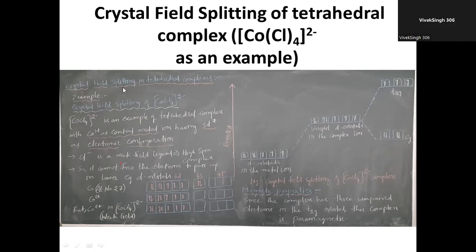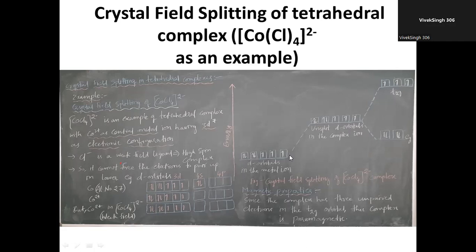In this slide, we have seen an example of a tetrahedral complex, that is CoCl4 2-. The atomic number of cobalt is 27. Co2+ means 2 electrons are removed from cobalt, and the Co2+ electronic configuration is d7. Cl- is a weak field ligand, and hence this is a high spin complex.